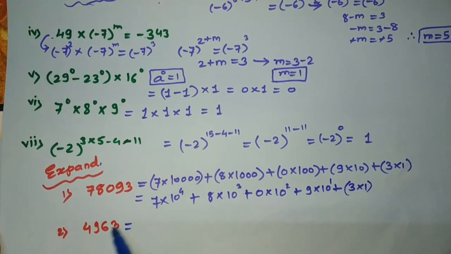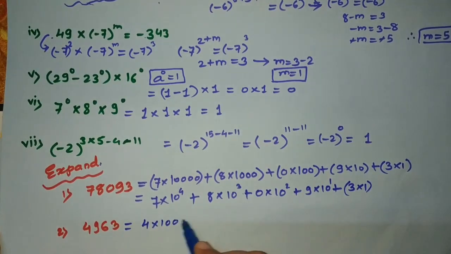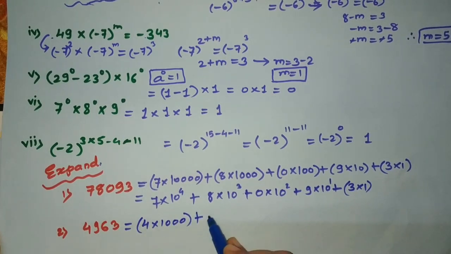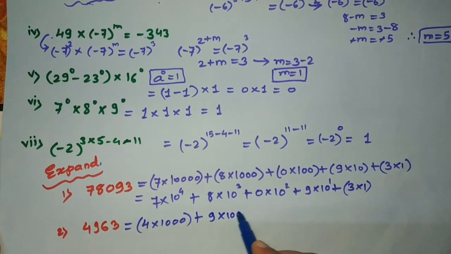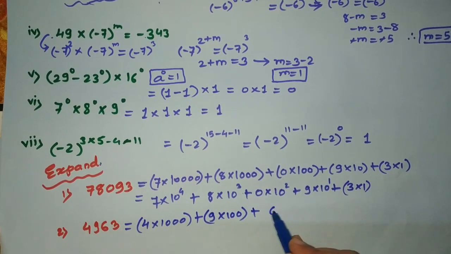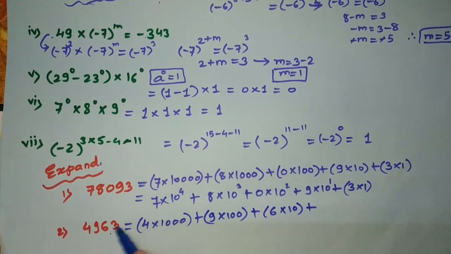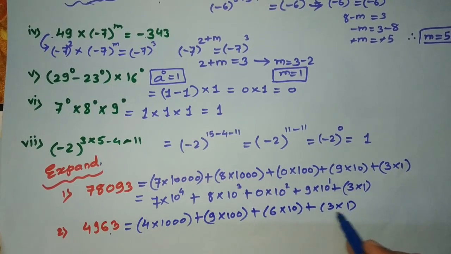Now next question again. Here you need 10, 100, 1000. So it is 4 on the thousands place. I can write 4 into 1000 plus this 9 is on the hundreds place, so I can write 9 into 100, plus this 6 is on the tens place. So I'll write 6 into 10, plus this 3 is on the ones place. I'll write 3 into 1.